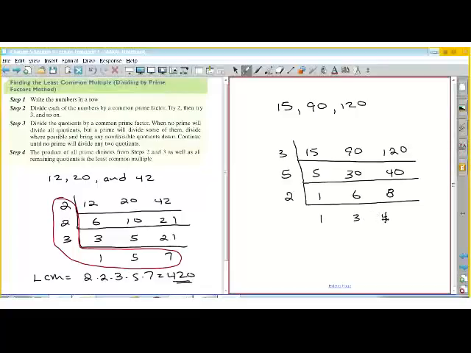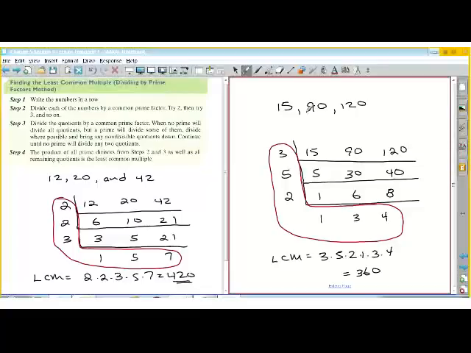Now, there's no common term that I can divide both these by. I can't divide it by 2 because you can't divide 3 by 2. So I'm done at this particular point. So I'm going to multiply all these numbers together. My least common multiple is 3 times 5 times 2 times 1 times 3 times 4, which is 360.